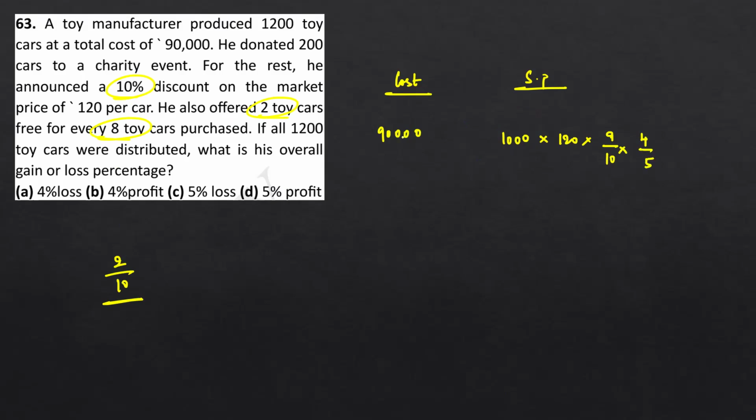So you cancel these 4 zeros, and the 4 zeros anyway get cancelled. 9 and 9 get cancelled. Therefore, it is 50 and this is 48. So you're getting a discount of 2 upon 50, which is 4%.